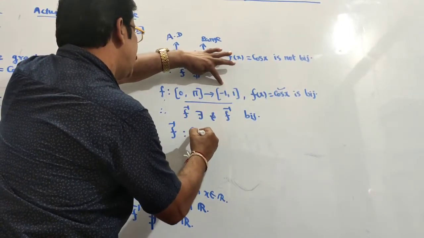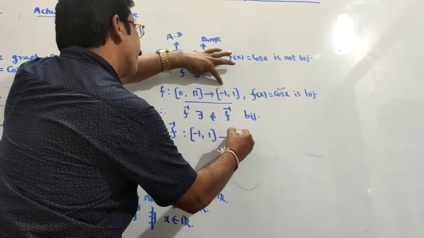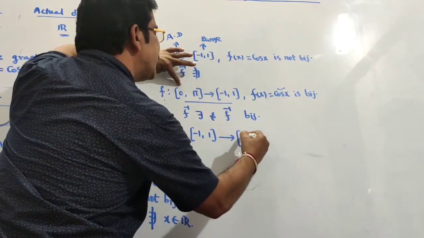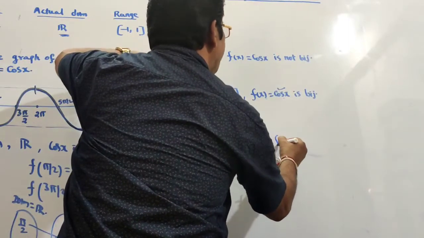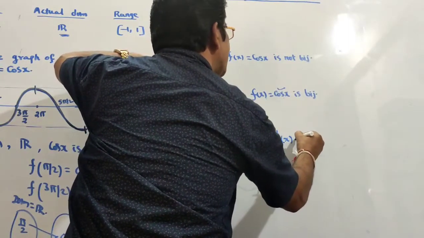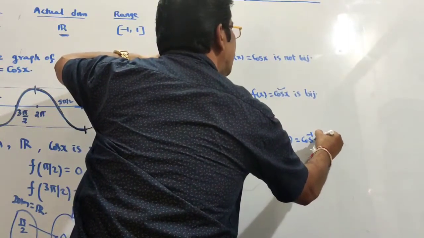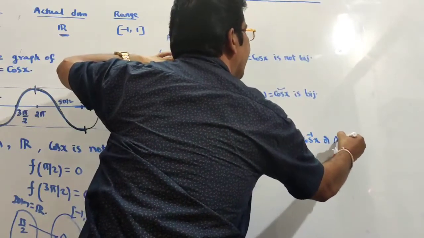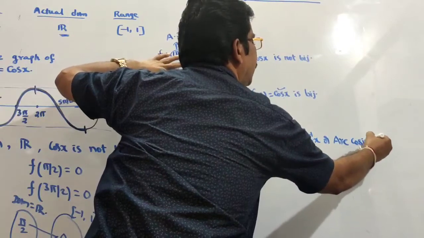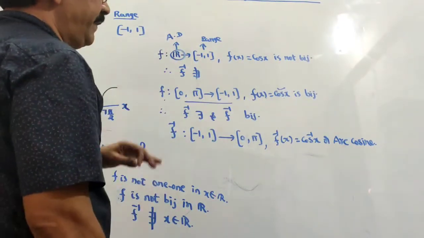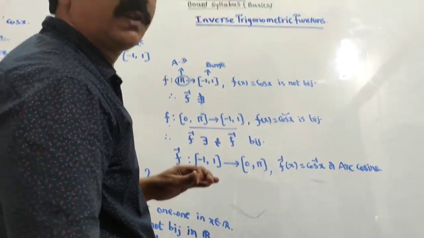Next, f inverse is defined as follows: range becomes domain, domain becomes range. On the closed interval of 0 to pi, f inverse of x is equal to cos inverse x, or we can write it as arc cosine. This is the definition of cos inverse x.